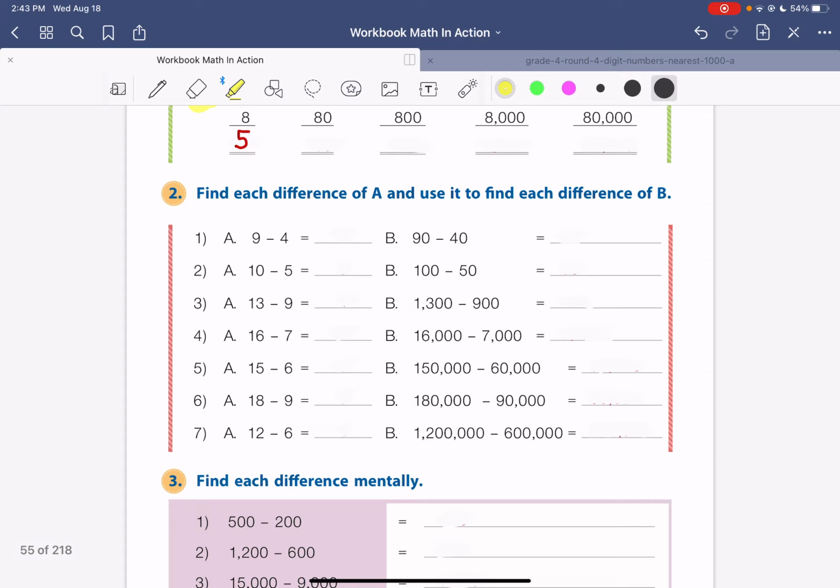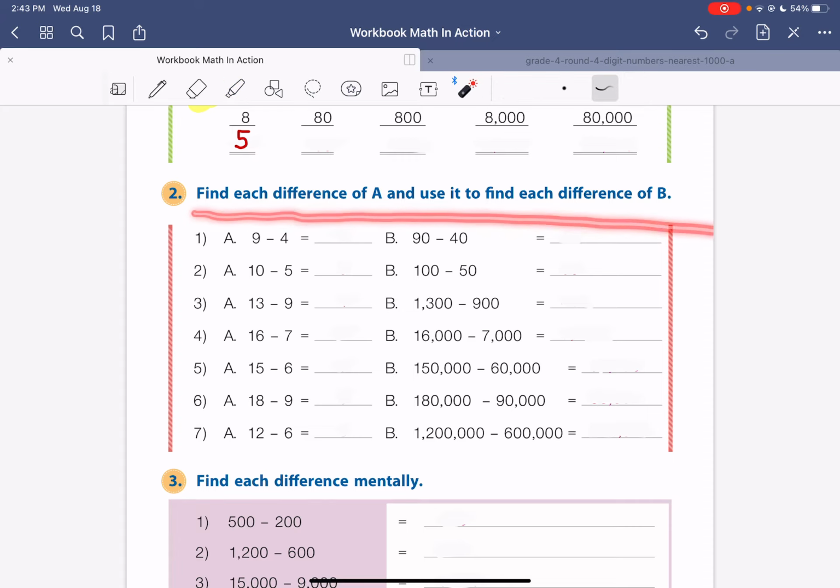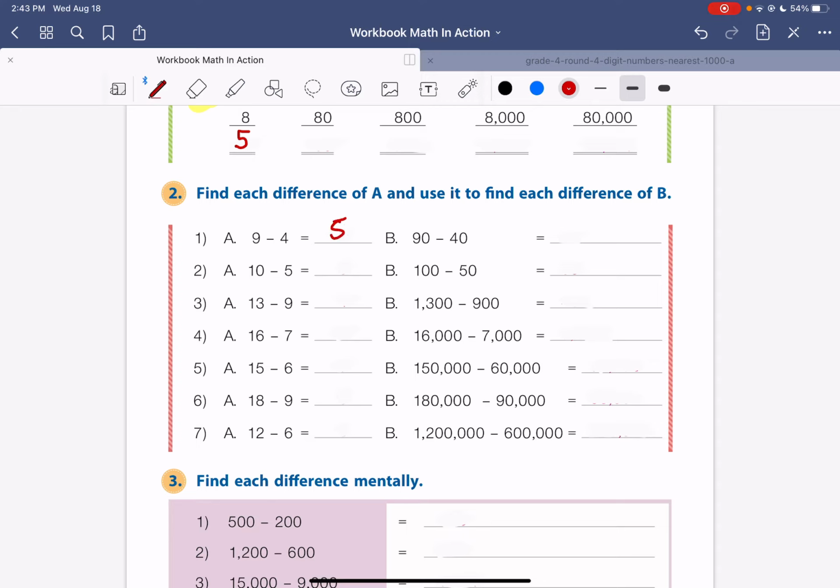Find each difference of A and use it to find each difference of B. A, 9 minus 4. 9 minus 4 is 5, right? So we're also going to write 5 here because it's 90 minus 40. How many zeros? We only have 1 and 1, so we're just going to write only 1. 90 minus 40 equals 50, right? We'll have 1 zero. 10 minus 5 is 5. So we're also going to write 5 here.